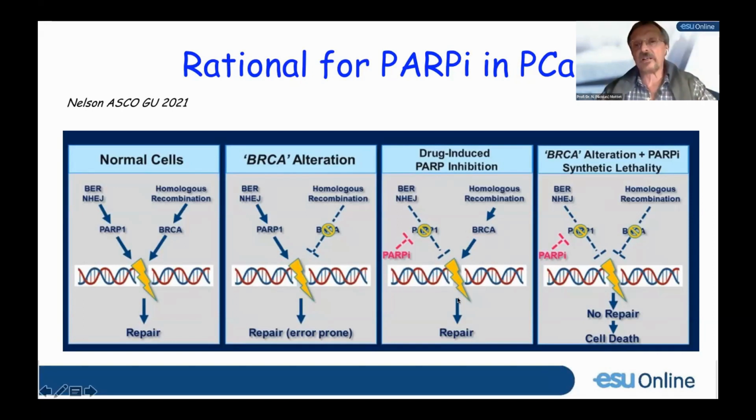But if by chance you target a patient who has a BRCA abnormality, that is a BRCA pathway that is no longer working, and you block the PARP1 pathway with a PARP inhibitor, suddenly there's no longer any DNA repair possibility, and the cell is pushed to death. That is, very simply said, the rationale to use PARP inhibitors in BRCA deficient patients.